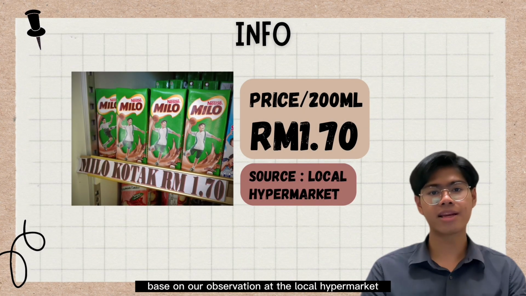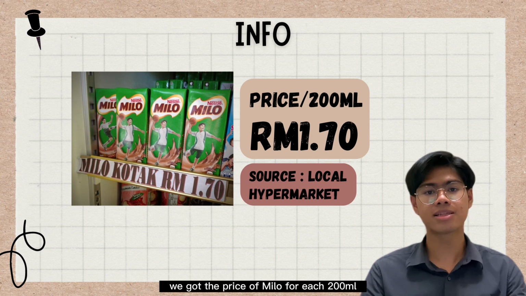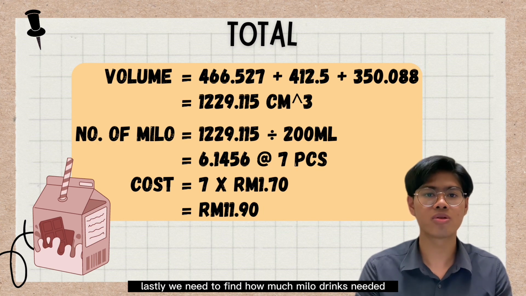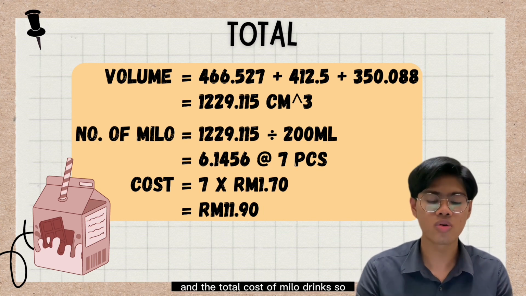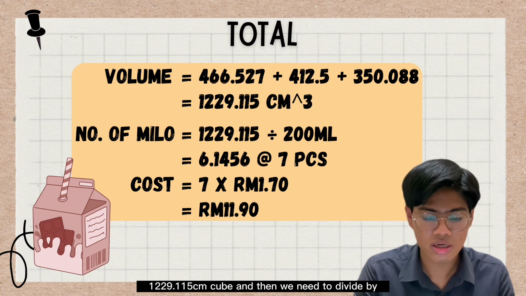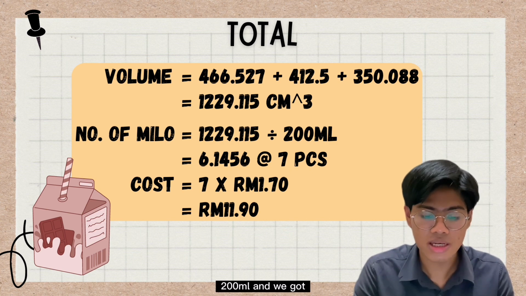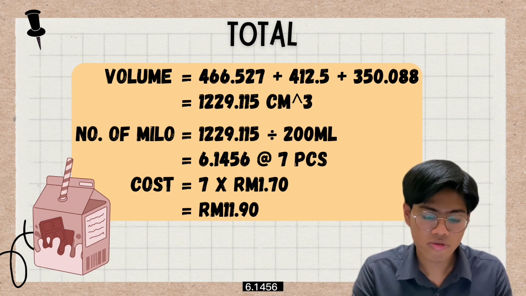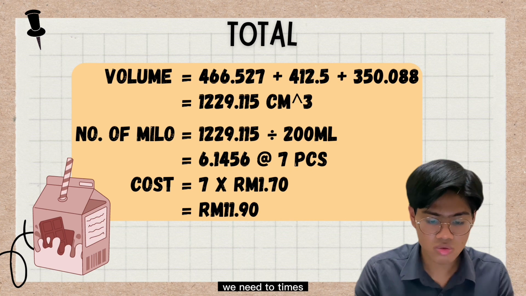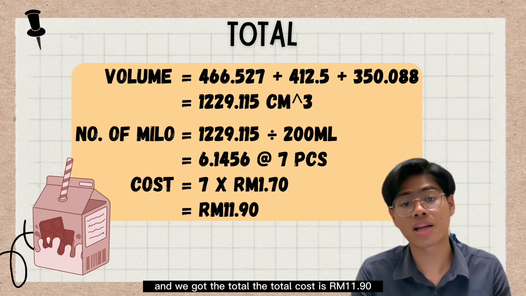Based on our observation at the local hypermarket, the price of Milo for each 200 ml is RM1.70. Lastly, we need to find how much Milo drinks are needed and the total cost. So we total up the volume of each shape, and we got 1229.115 cm cube, and then we divide by 200 ml, and we got 6.1456. So we assume we need to buy 7 drinks of Milo, and for the total cost, we times RM1.70, and we got the total cost of RM11.90.